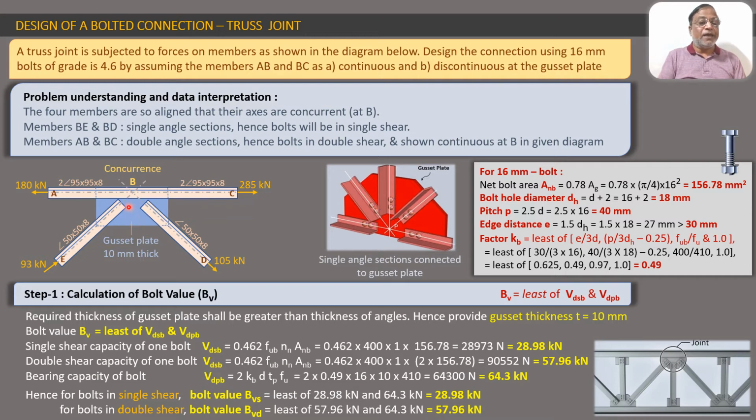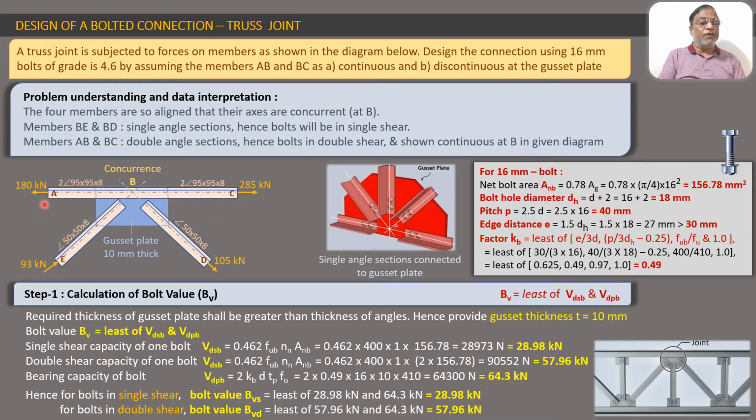So it is like connecting two plates. So the bolt will connect the two plates. So when a bolt connects two plates, it goes in single shear. So we will say that BE and BD, these two angles are single angles, and that is why they will have bolts in single shear.